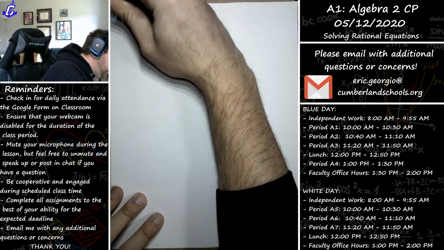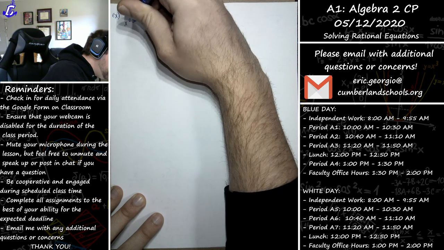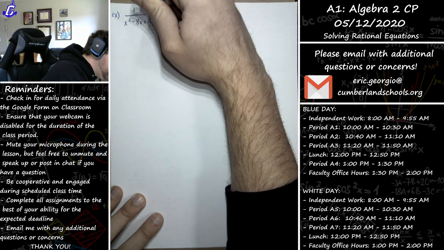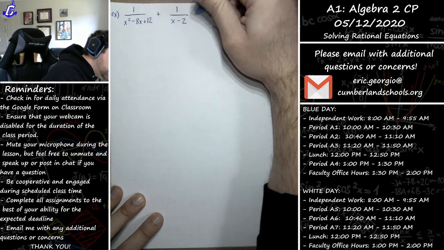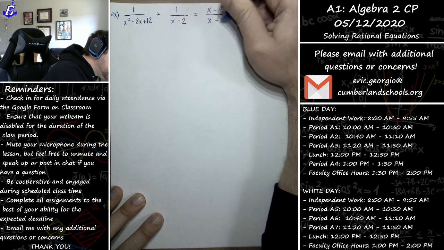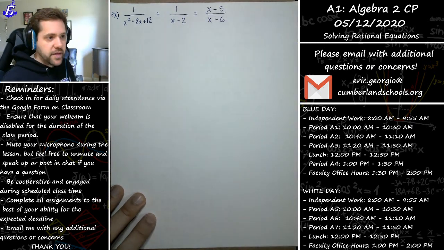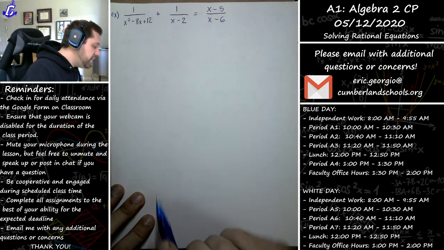Let's take a look at this final problem here. We have 1 over x squared minus 8x plus 12 plus 1 over x minus 2 equals x minus 5 over x minus 6. I'll go through this one quickly. It looks like a pretty scary problem, but it's really not that bad. First thing to do is factor.